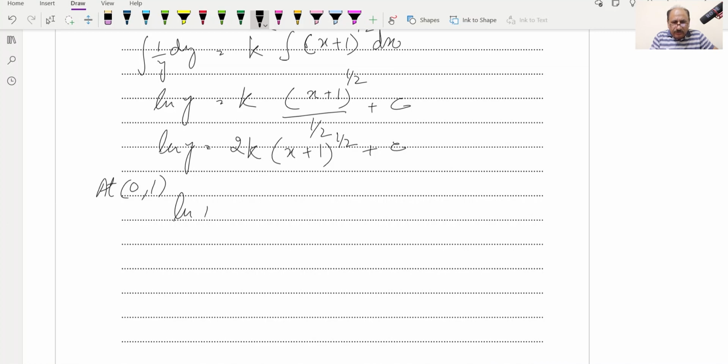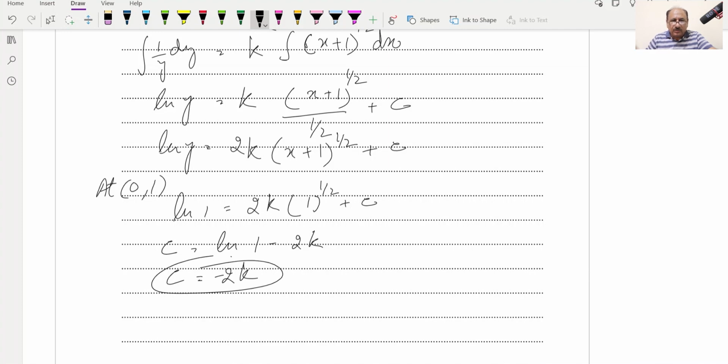So log 1 is equal to 2k into (1 plus 0). X will be 0, so it will be 1 raised to 1 by 2, plus c. So c will be equal to log 1 minus 2k, and this will be the c value, which we can rewrite. Log 1 will be 0, so we can write c is equal to minus 2k.